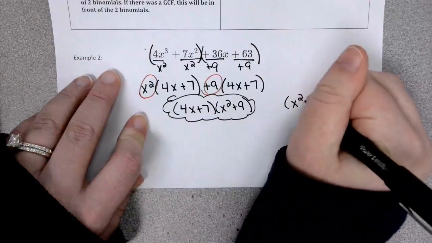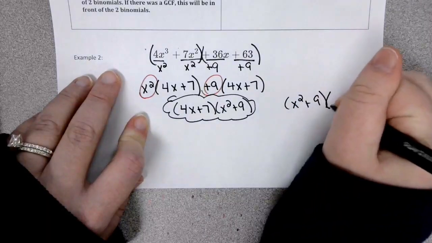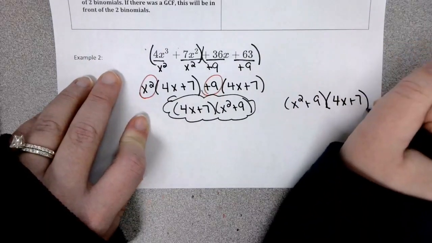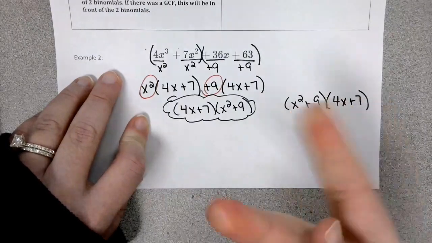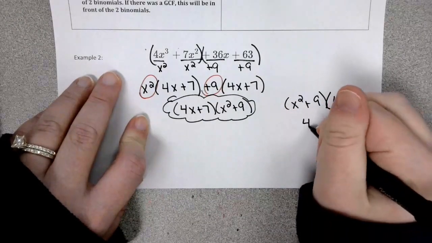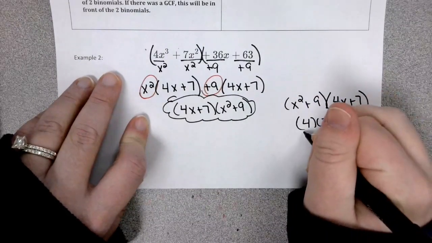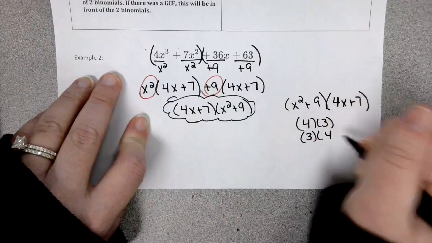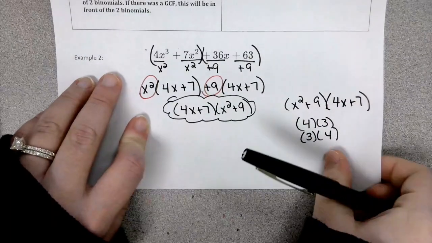You might see your final answer written like this sometimes, which is perfectly fine. They just switch the binomials' positions. It's the same thing as saying 4 times 3 is the same thing as 3 times 4. It's allowed.